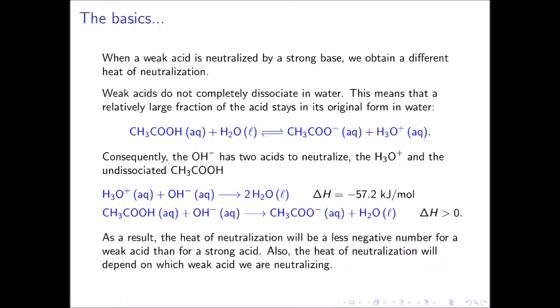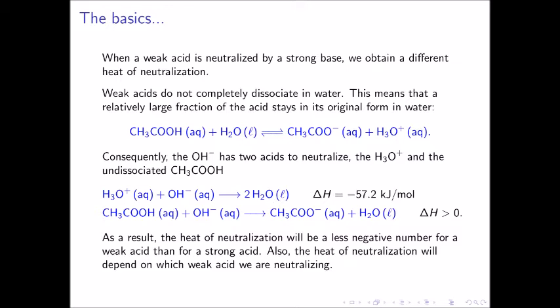As a consequence of this partial dissociation, the hydroxide ion now has two acids to neutralize, the hydronium ion and the undissociated acetic acid. The first reaction is the same as before, H3O+ plus OH- forming two water molecules, and the delta H is the same, negative 57.2 kilojoules per mole. The second reaction sees the acetic acid reacting with hydroxide ion to form acetate ion and water. The delta H value for this reaction is positive.